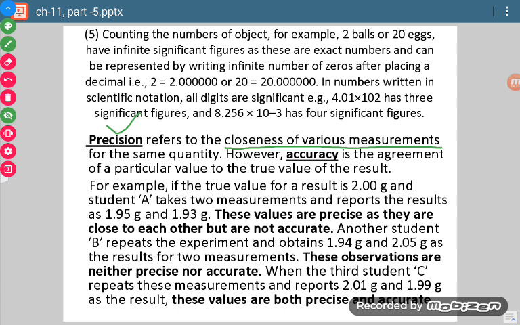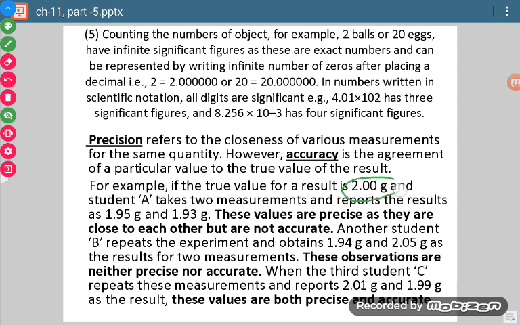So what is accuracy? Accuracy is the agreement of a particular value to the true value of the result. It means whatever the true value is, if it varies by plus minus 1, then only it will be termed as an accurate value. Now see one example we have taken.